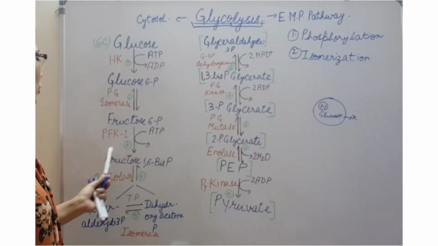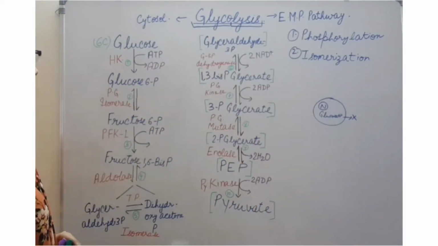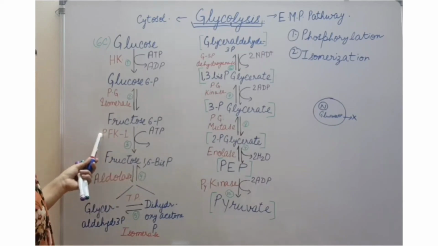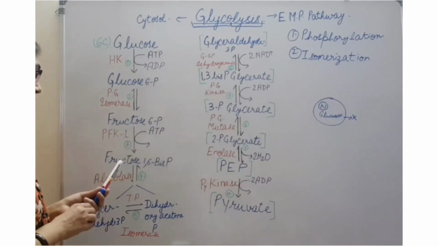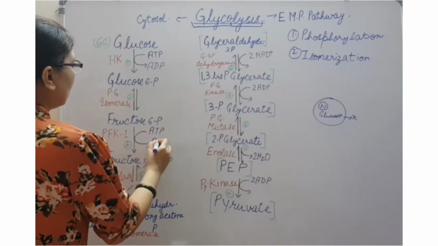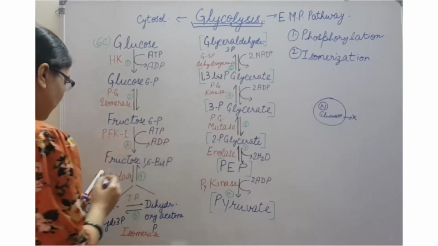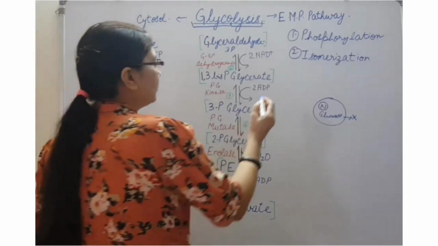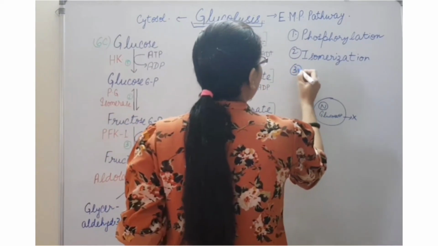Then the fructose 6-phosphate is converted into fructose 1,6-bisphosphate and the enzyme is phosphofructokinase 1. The phosphate group is provided by ATP, which is itself converted into ADP. So this is also a phosphorylation step.